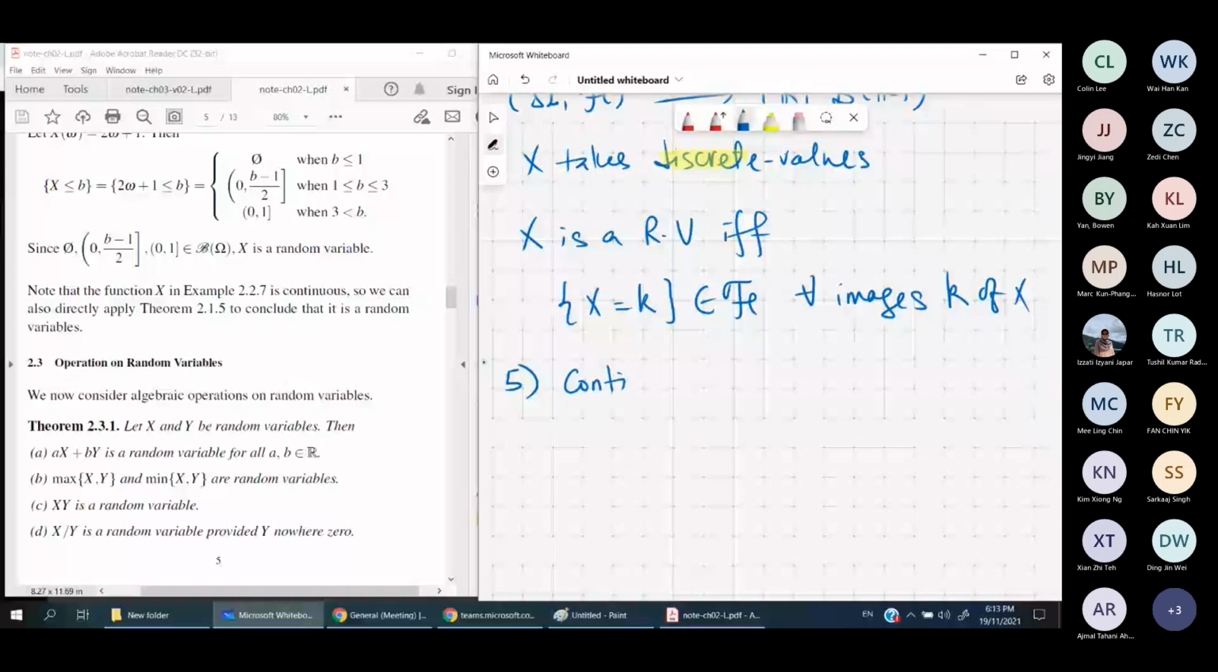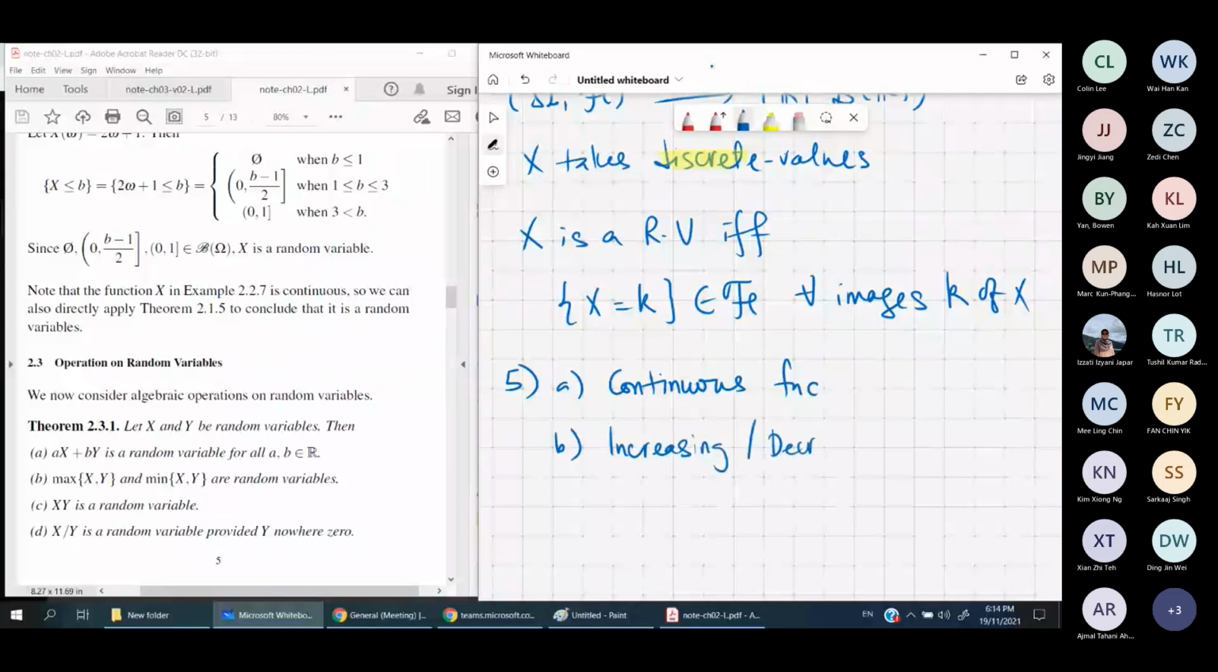functions, including increasing functions or decreasing functions. We have many of them, so maybe one by one. A, continuous functions. We also have increasing or decreasing functions. And also you can have any combination of this kind, such as the sum of two random variables. All these are random variables.